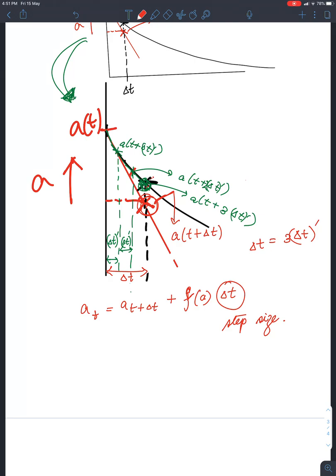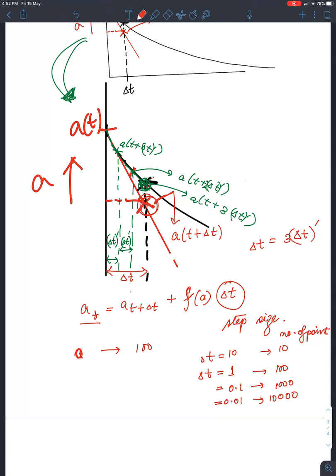But when you are doing a numerical integration, suppose I want to integrate for t from 0 to 100. I can take delta t equal to 10, then I have 10 points only. If I take delta t equal to 1, the number of points will become 100. When this becomes 0.1, this becomes 1000. So as we are reducing the step size and increasing the exactness of our solution, on the other hand our number of points, or the number of times we have to run the simulation, is increasing.